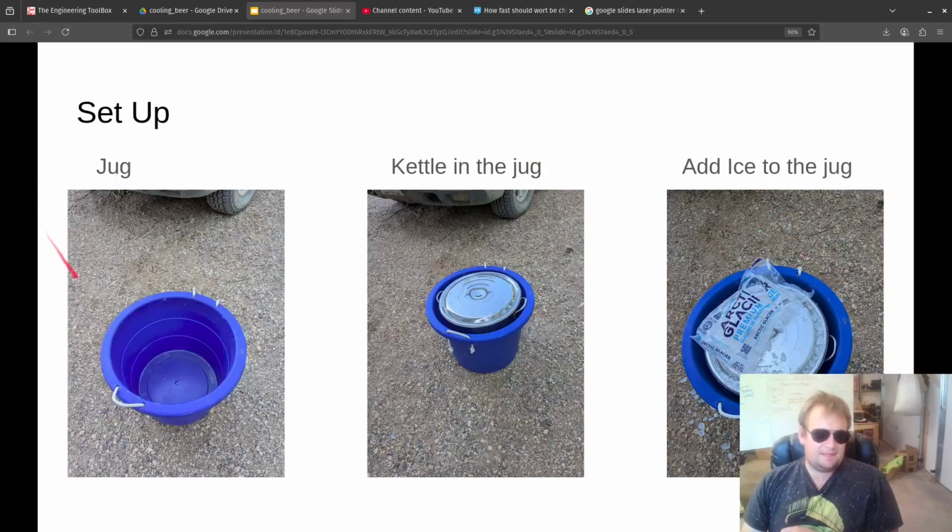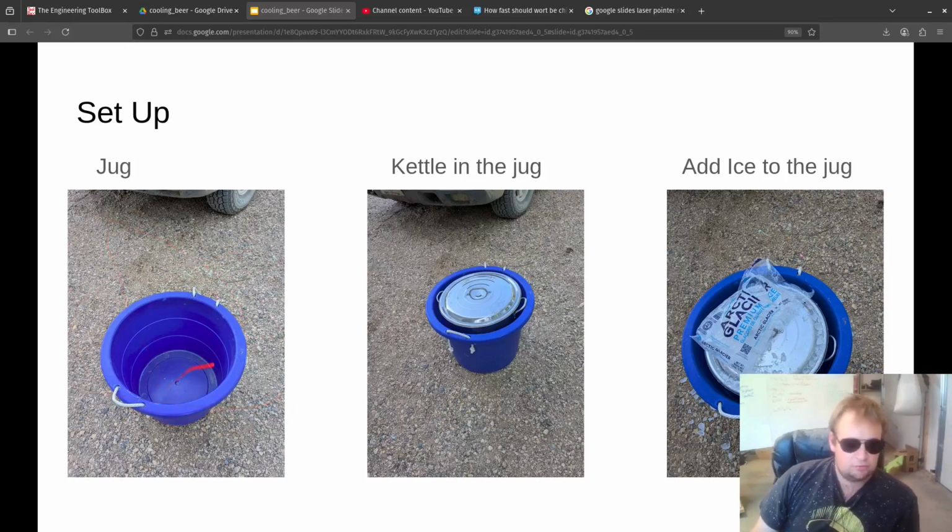First up, I have this jug. This is the jug I use to make the ice bath and to place the kettle in. Here you can see the kettle in the jug, and as you see here, I just opened up a bag of ice just to demonstrate, because I didn't have the foresight to take some good pictures while I was doing it.